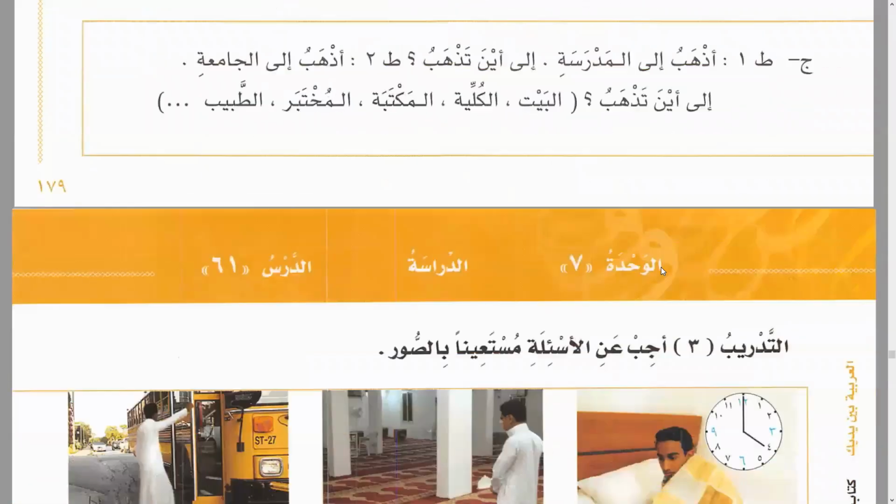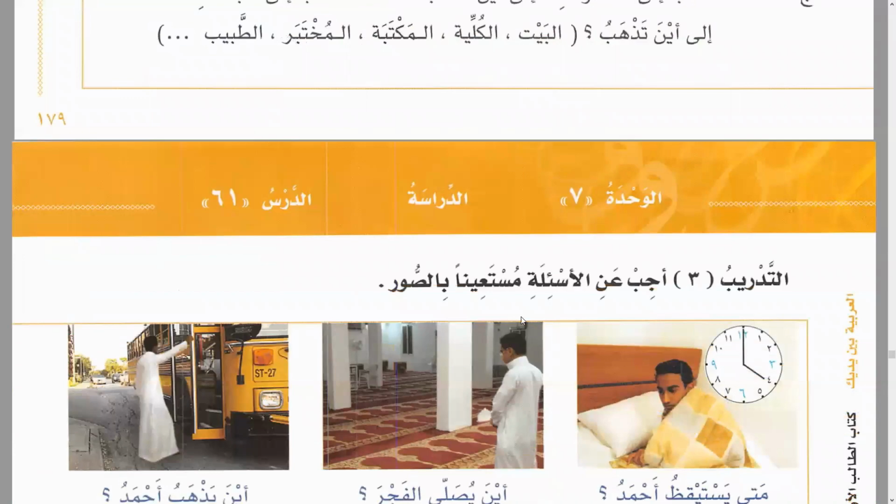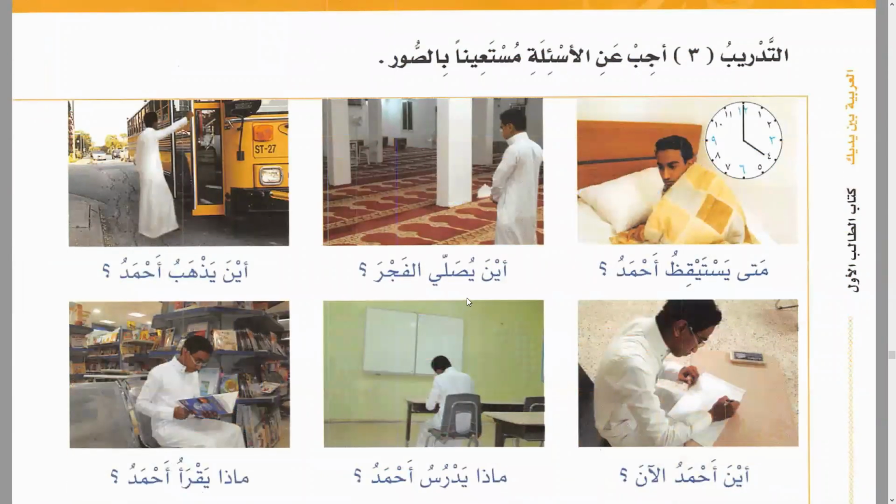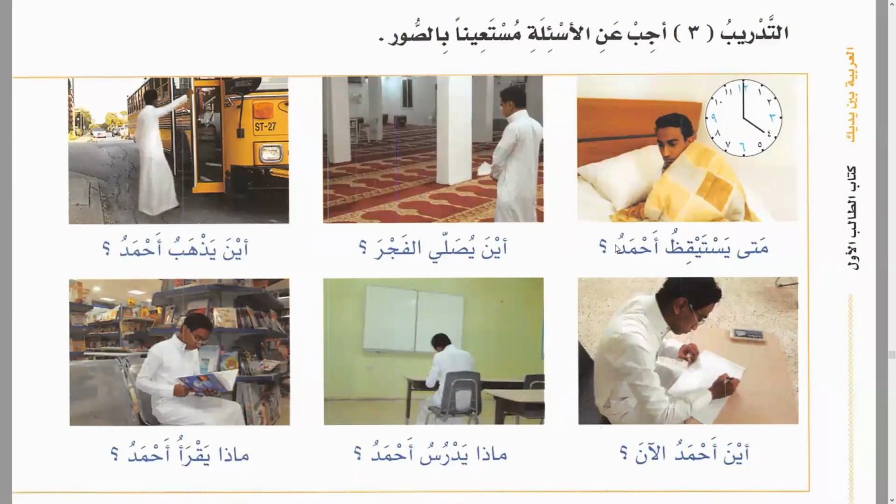Dhahabta. نعم. التدريب الثالث أجب أن يستخدم مستعينا بالصور using the pictures. متى يستيقظ أحمد؟ When does Ahmad wake up? أحمد يستيقظ الساعة الرابعة at 4 o'clock in the morning. أين يصلي الفجر؟ يصلي الفجر في المسجد. أين يذهب أحمد؟ Where does he go? Who knows? يذهب أحمد إلى المدرسة or whatever.